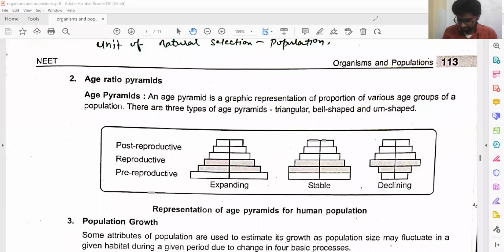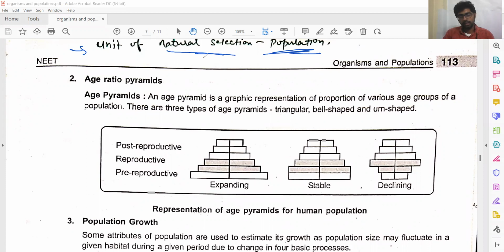Yes, so dear students, now let us begin with our next topic in chapter organisms and population. Yes, so we had left at this point now. So to begin with, let us first revise a concept which we studied in chapter evolution, that unit of natural selection is population. Okay, so you need to just learn this point, and that too for your NEET examination.